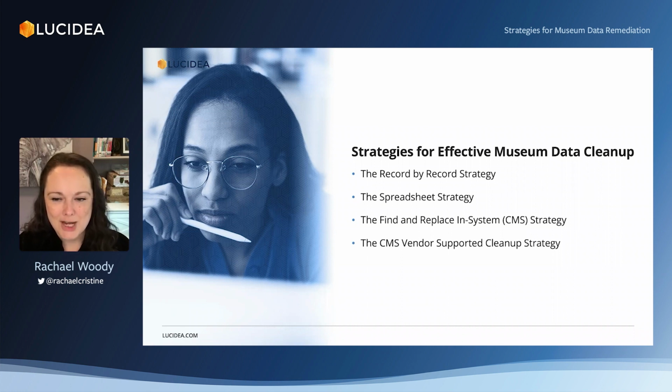Now let's talk about the strategies for effective museum data cleanup, or the more official term, data remediation. The four main ones we'll cover are the record by record strategy, the spreadsheet strategy, the find and replace strategy, basically within the collections management system, and then the last one, working with the actual CMS vendor and doing a vendor supported cleanup approach.